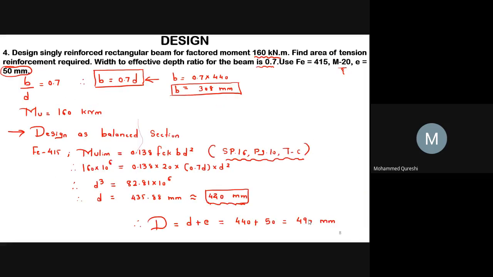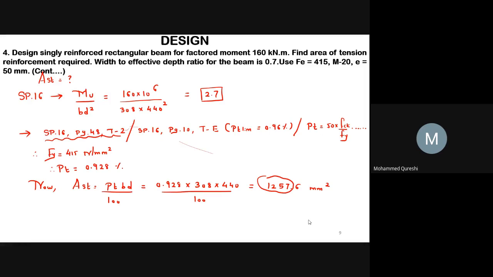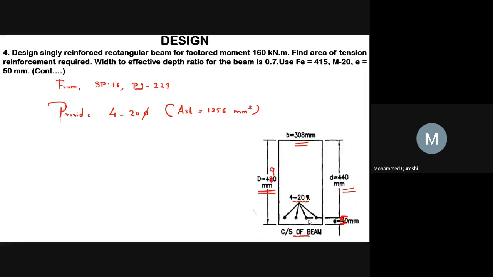And in the last example, the width to effective depth ratio for the beam is 0.7, and we have to find the area of tension reinforcement, that is AST, and then lastly we have to provide the number of bars required for a particular singly reinforced rectangular beam for the factored moment 160 kilonewton into meter.